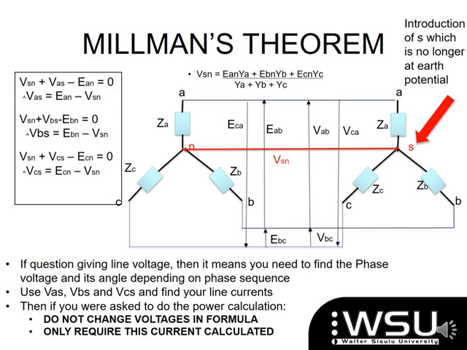Then, if you were asked to do the power calculation with those line currents, the formulas where your voltages are written either VAN or they are written VAB, you don't change those voltages, they remain those.